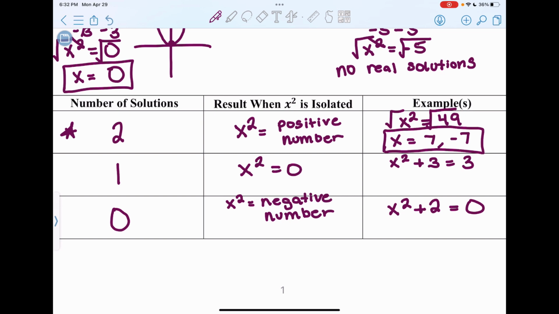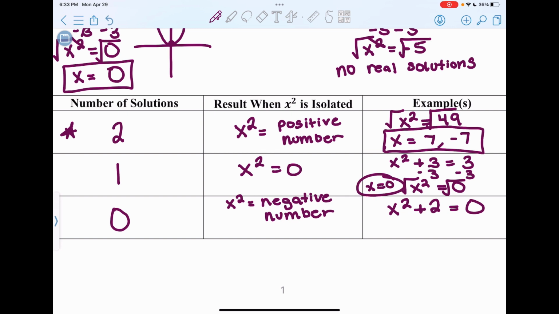Then there are times when we only have one solution, and that's when x squared equals 0, because that's the only time when we only have one answer, just 0. So like we saw above, we subtract 3 and subtract 3, and if we ever get x squared equals 0, taking the square root of 0 just gives us one solution, 0.